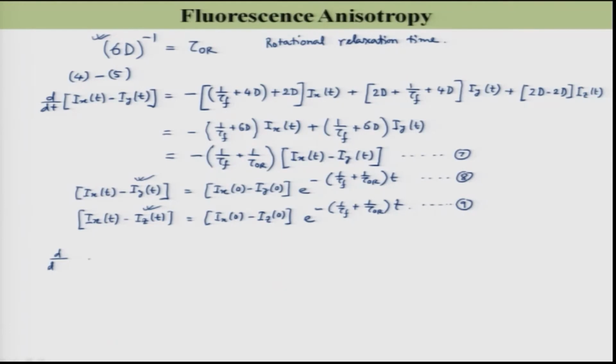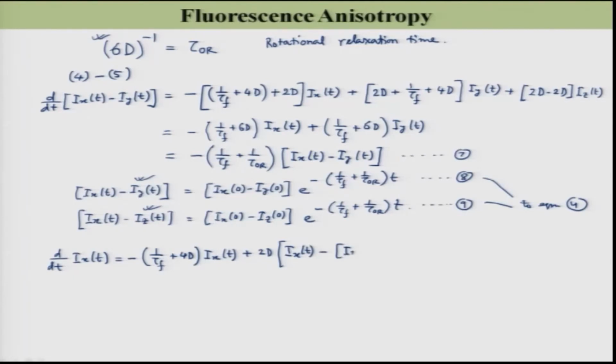and now putting the value of these two into equation 4, what you will have is d/dt of Ix(t) equal to minus 1 over tau f plus 4d, I am writing 4d because I did not have this 6d term which I can replace till now, plus 2d times Ix(t) minus Ix(0) minus Iy(0) times e to the power minus 1 over tau f plus 1 over tau r, times t will be here, and the whole thing in this square bracket, right.